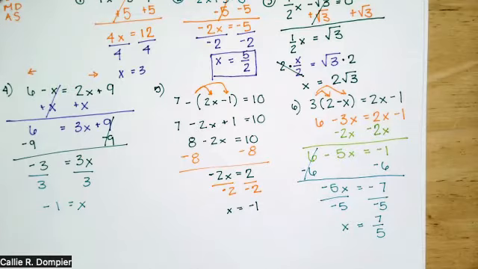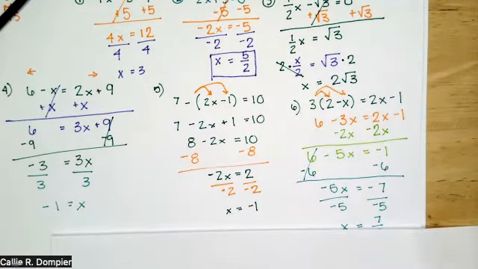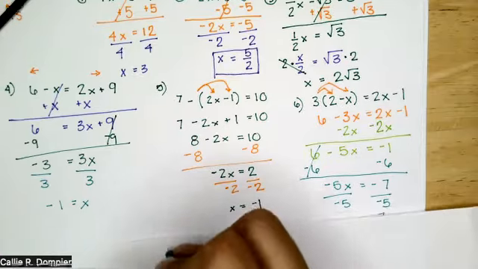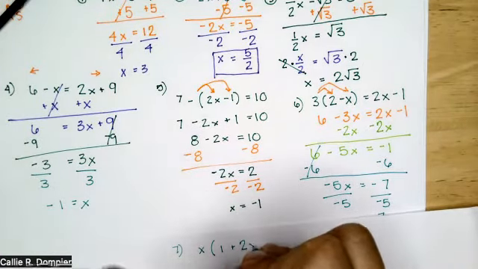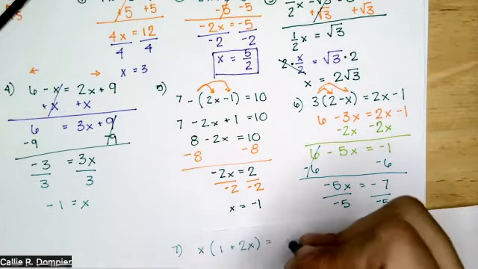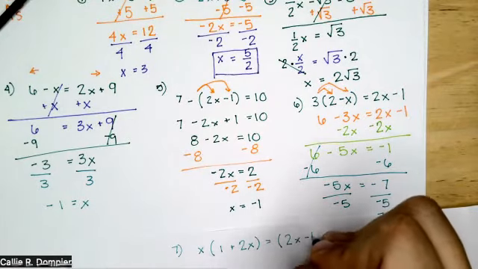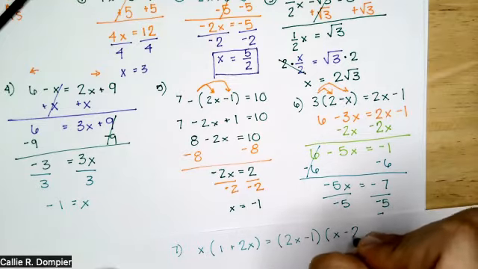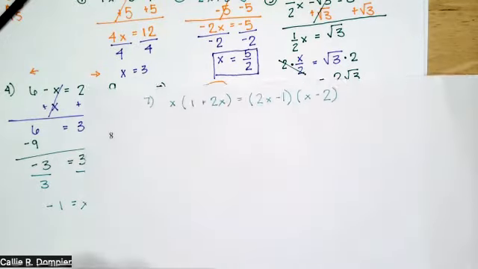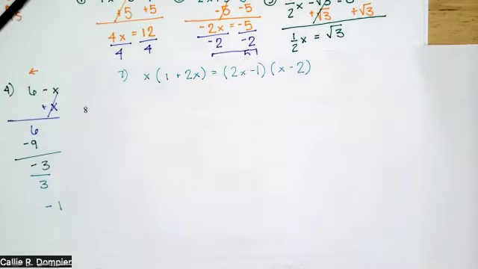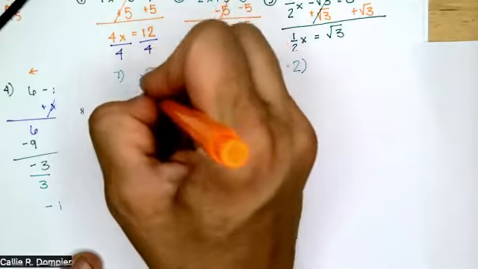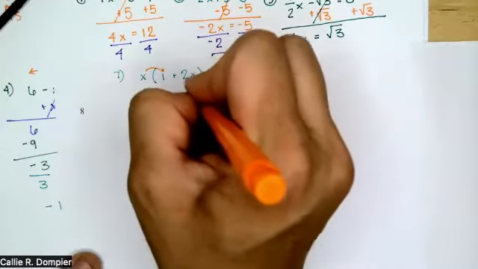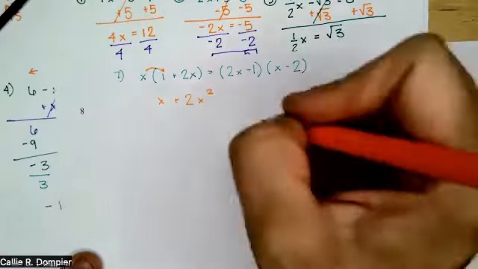My last one, I might just do it on a new piece of paper. So the last one was x times 1 plus 2x is 2x minus 1 times x minus 2. Good. Distributing that x, we get x plus 2x squared, right?